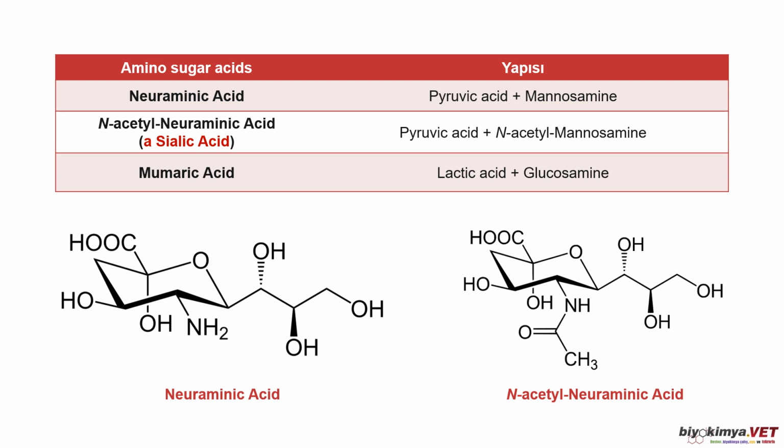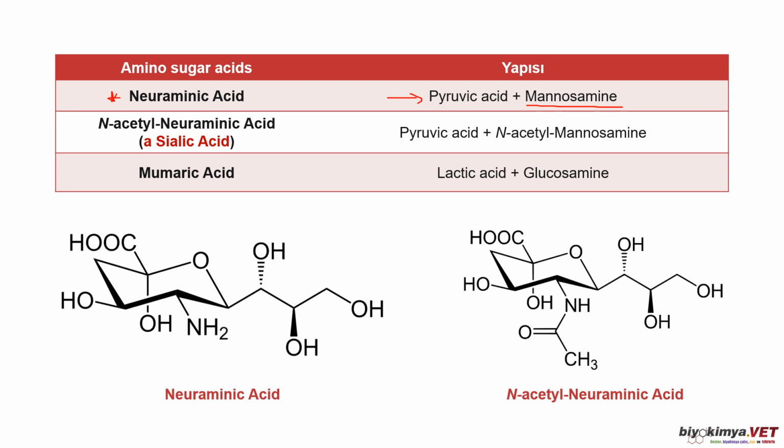Here are some important amino sugar acids. Look at the first one, neuraminic acid, which consists of pyruvic acid and mannose. Neuraminic acid can also be displayed as a product of the aldol condensation of pyruvic acid and D-mannosamine, which means 2-amino-2-deoxymannose. Neuraminic acid does not occur naturally, but many of its derivatives are commonly found in animal tissues and bacteria, especially in glycoproteins and gangliosides. And the gangliosides are glycolipids.